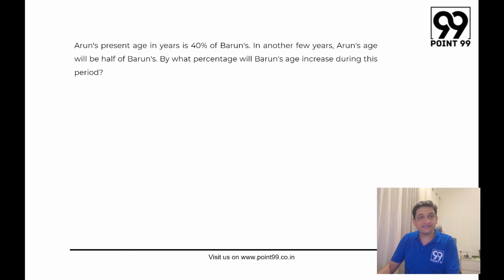The first question here is: Arun's present age in years is 40% of Barun's present age in years. In another few years, Arun's age will be half of Barun's. By what percentage will Barun's age increase during this period?